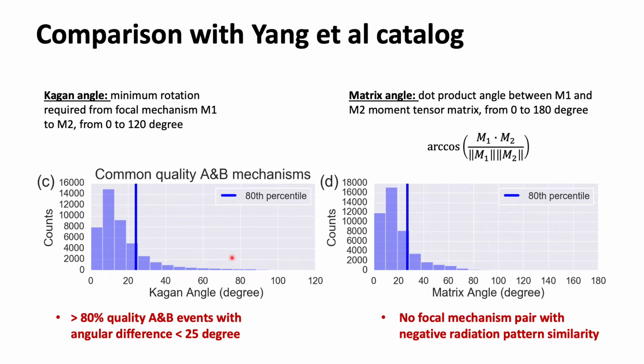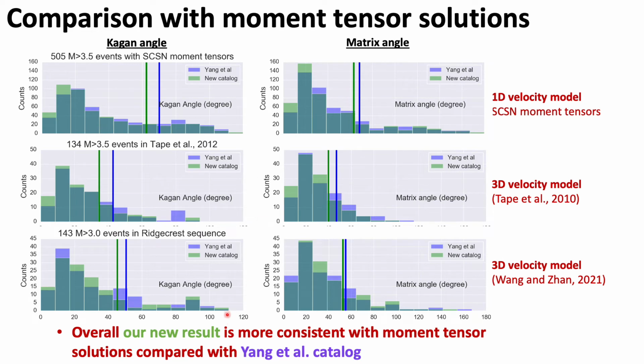Here is the result of the comparison between the new catalog and the standard catalog. Over 80% of the common quality A and B events show angular differences less than 25 degrees, and there is no focal mechanism pair with negative radiation pattern similarity. We then compare the new catalog in green color and the standard catalog in purple color with multiple moment tensor catalogs. Vertical lines show the 80th percentile of the histogram. Overall, our new result is more consistent with moment tensor solutions compared with the standard catalog.